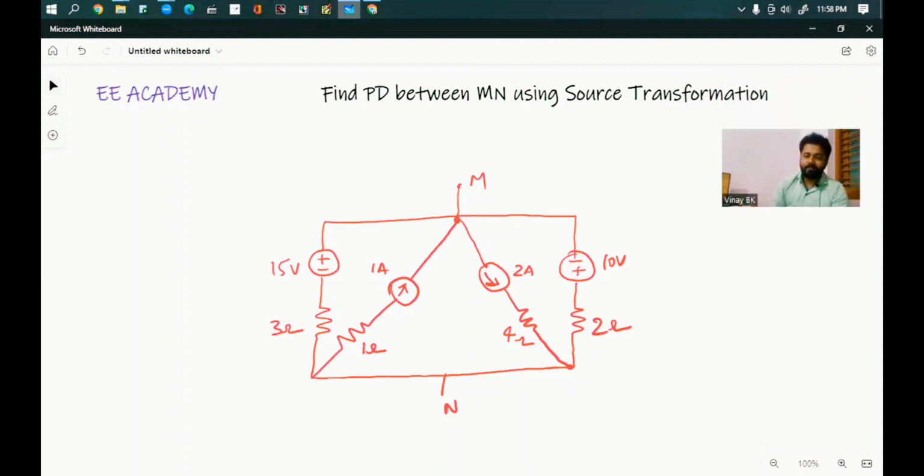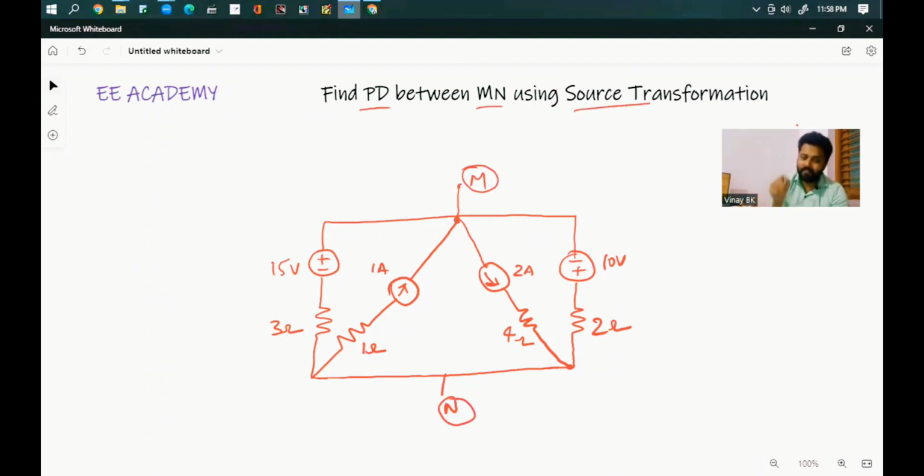Myself Vinay BK. So today we're going to solve one simple problem from a question paper itself, you can call it a tricky problem, but it has only three steps to solve. So you can see what they are asking: the potential difference between M and N using source transformation.